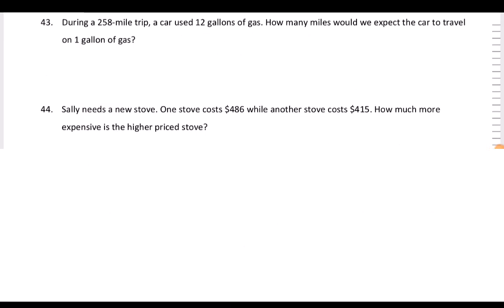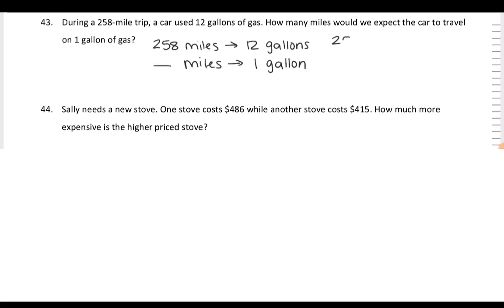Number 43. During a 258-mile trip, a car used 12 gallons of gas. How many miles would we expect the car to travel on 1 gallon of gas? Okay, so it sounds like we need to set up kind of a ratio here. So 258 miles, we used 12 gallons of gas. Or maybe it's a proportion, I guess. How many miles would we expect the car to go for 1 gallon? Oh, it's like a unit rate. Okay, there we go. So we need to know miles per 1 gallon.